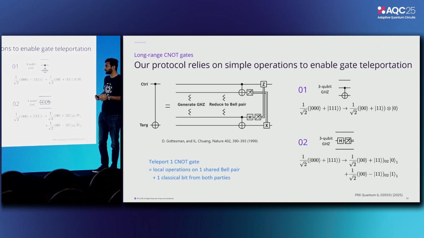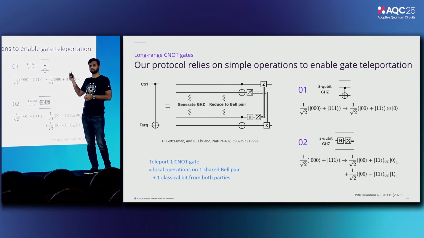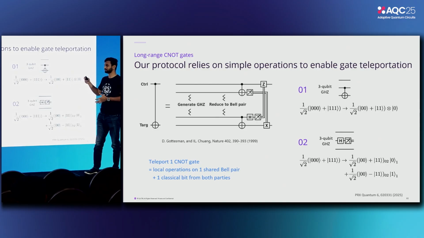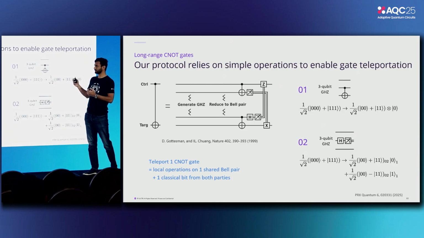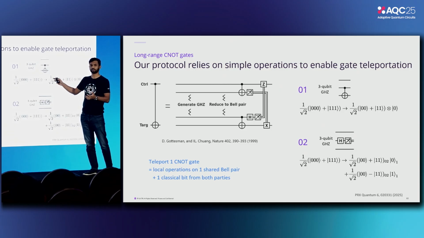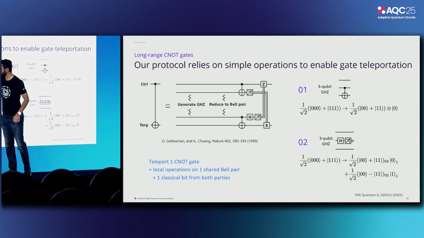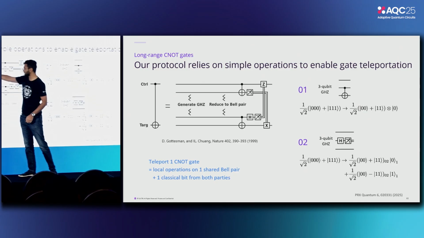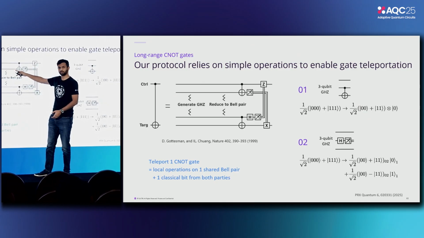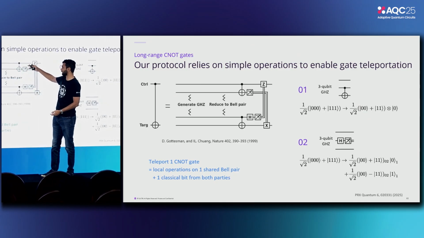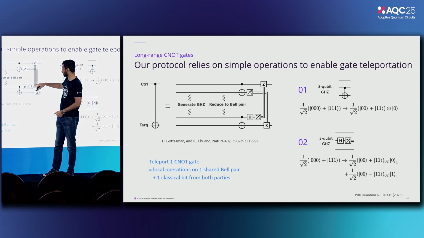So I want to also give you some more intuition. We looked at the circuits in a lot of gory detail, but let's take one step back and think about what we did essentially. As I was saying earlier, you want to do a long-range CNOT, so we need to generate a GHZ state, reduce it to a Bell pair, and then do local operations at these edges and do measurement. And then based on that, you'll have a feed-forward step.